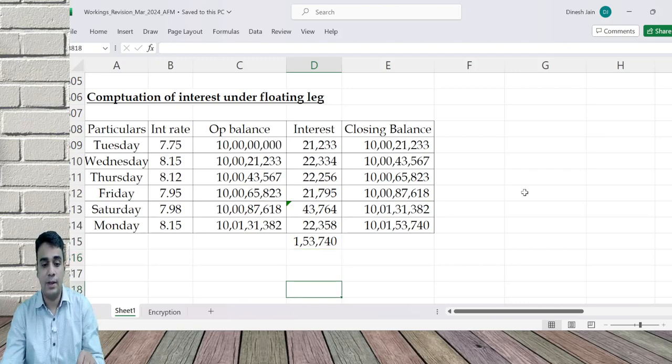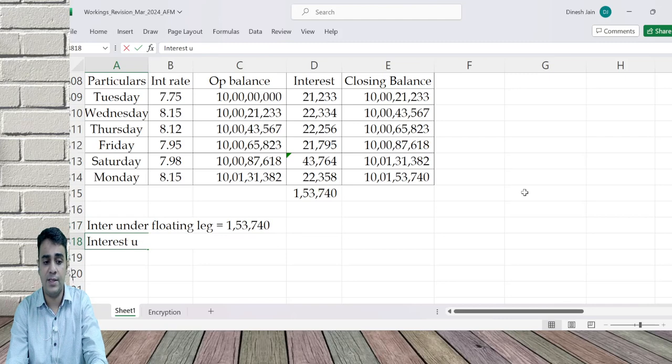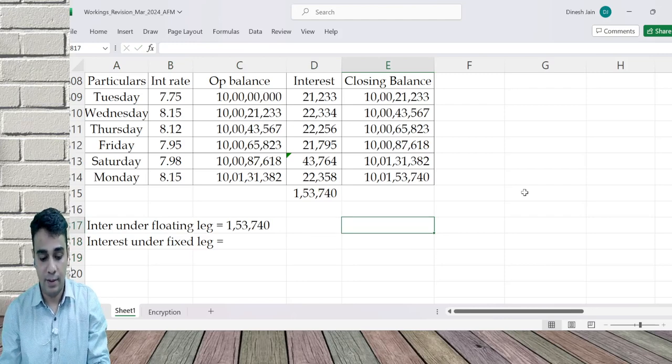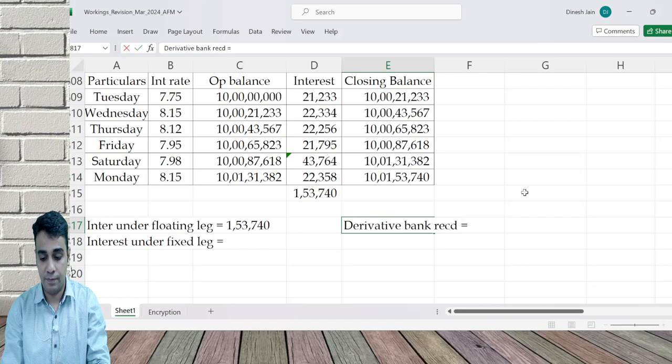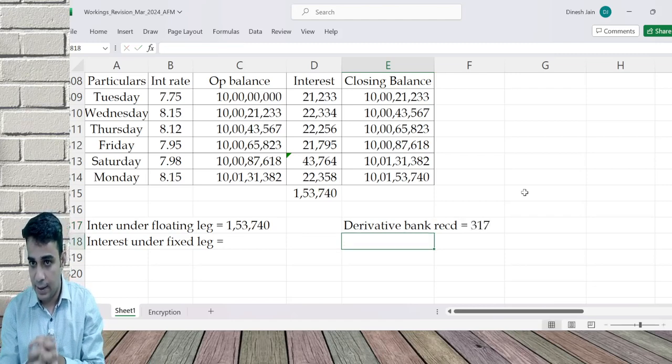Okay, so listen. Interest under the floating leg is 153,740. Interest under the fixed leg I have to calculate. What did the derivative bank receive or pay? How much did the derivative bank receive? Now please understand my question properly and then answer. The derivative bank has received 317.